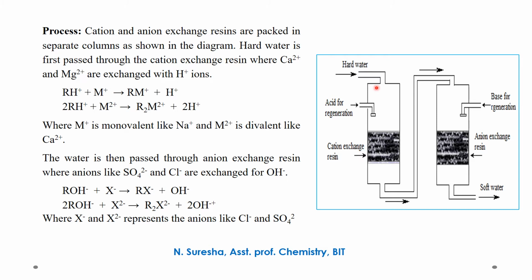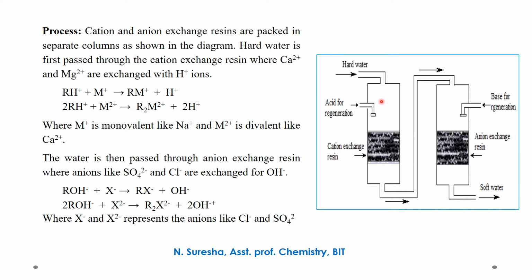When water is first passed through the column containing cation exchange resin, all the cations present in the water sample, like calcium and magnesium ions, will get exchanged with H+ ions present in the resin. See this equation: RH+, there are H+ ions in the resin, and M2+, where M indicates the metal ion, M2+ ions are present in the water.